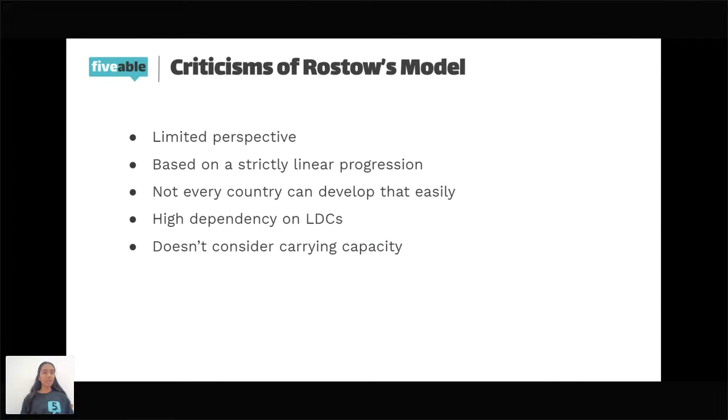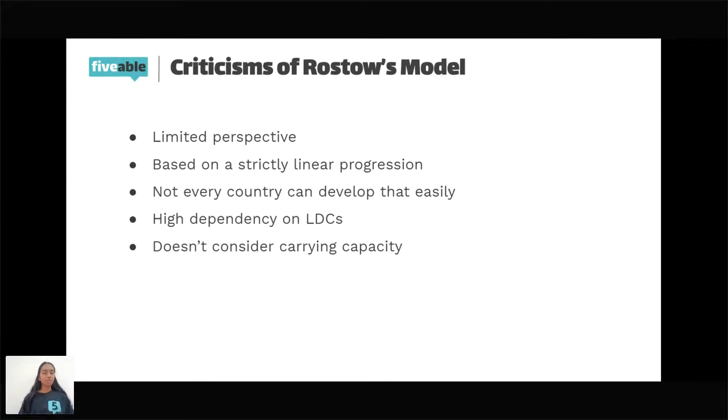Next, it was based on a strictly linear progression, so only going up in a constant way. But it didn't take into account the fact that some countries just can't develop that easily unless they get a lot of help from other countries. And some countries even go backwards. They don't necessarily go forward through these stages.